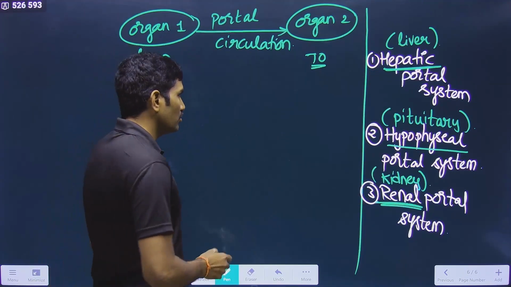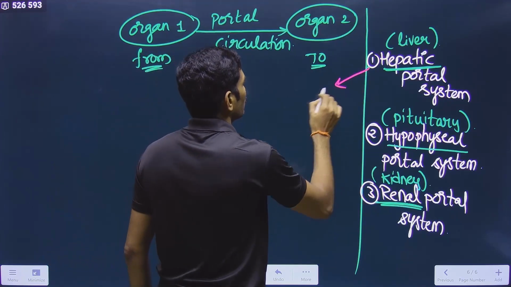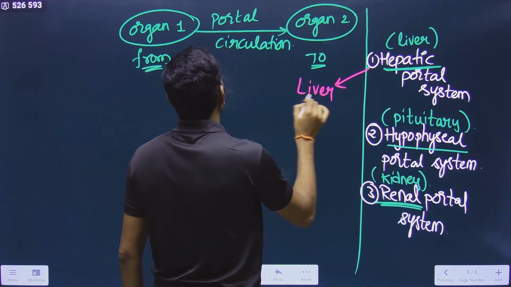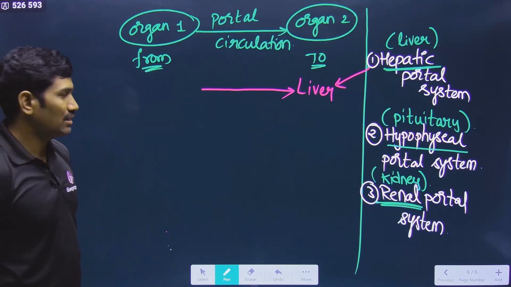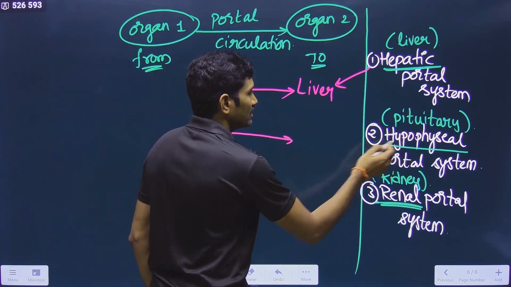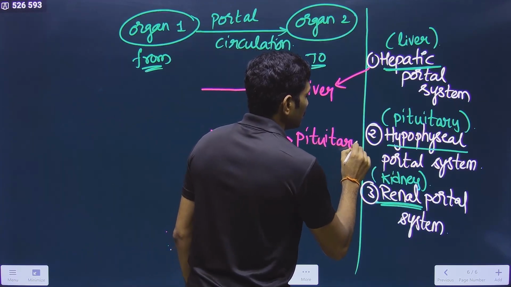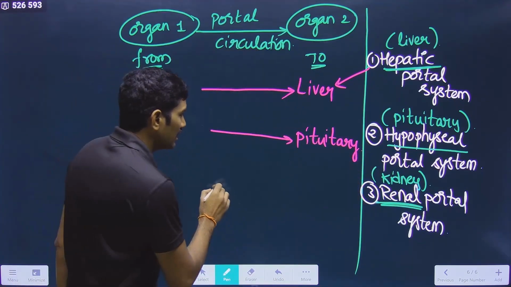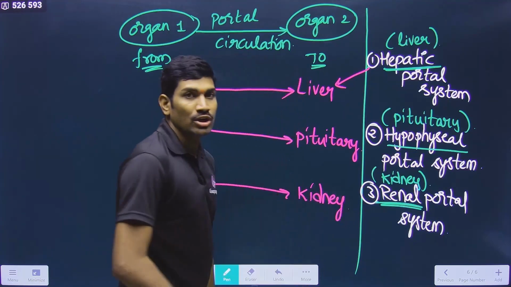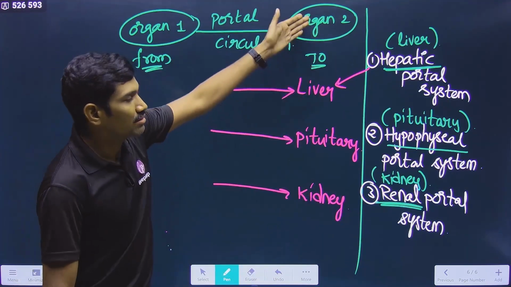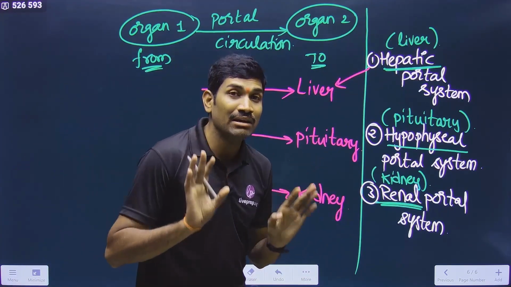So here it is the to. In the case of portal circulation, it is the to. Blood is coming to the liver; that's why it is hepatic portal. In the case of hypophyseal, it is coming to the pituitary. Understood or not? In the case of renal, blood is coming to the kidney. So based on the to organ, we are giving these portal circulation names.